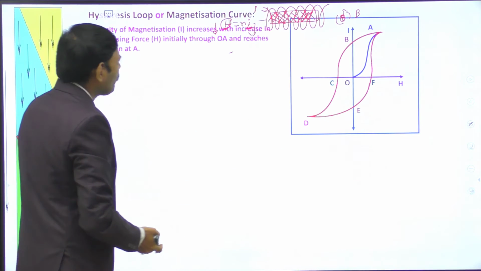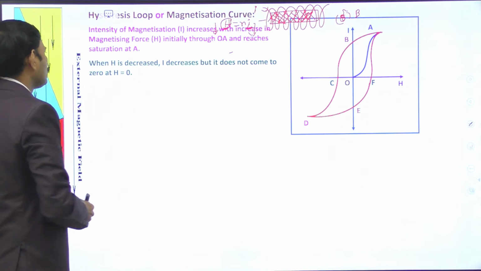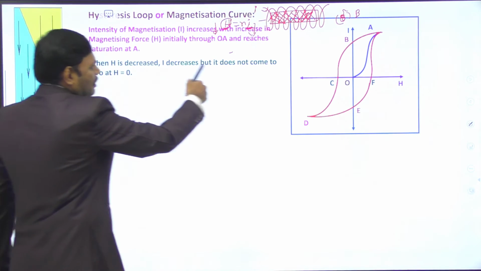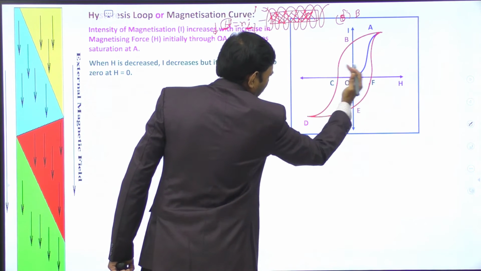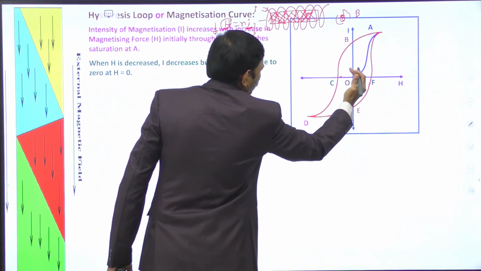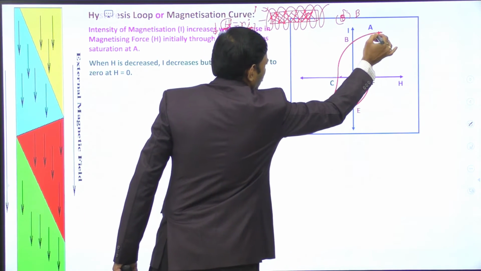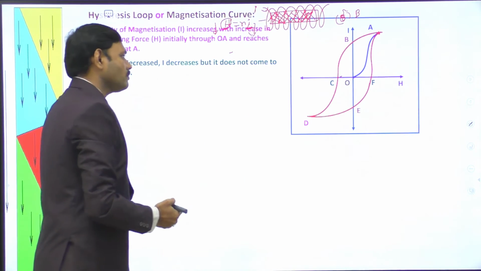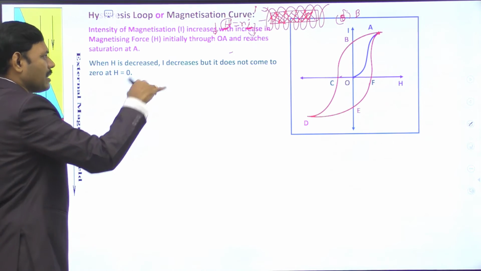Then what do we do? We decrease H by reducing the current. So when H is decreased, we come back along the negative x-axis to 0. So we reduce the H value. Next step, after reaching saturation at A, we reduce the H value by decreasing the current through the solenoid. Then I also gets reduced.